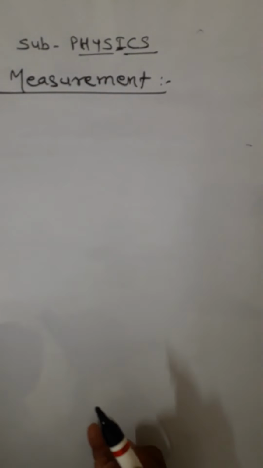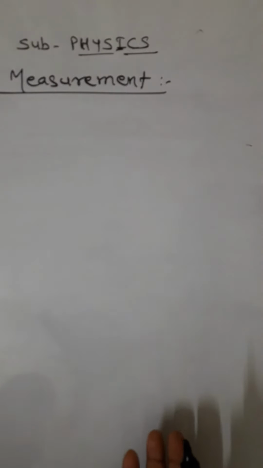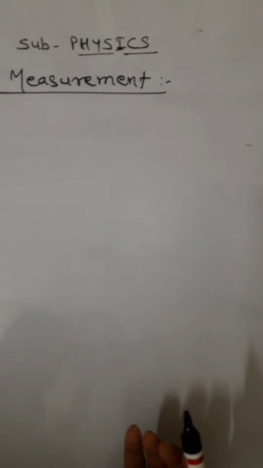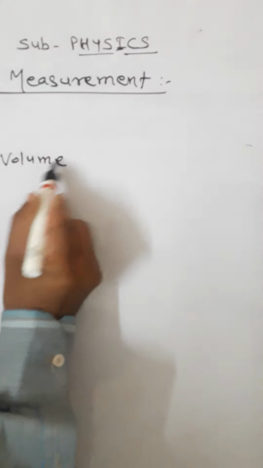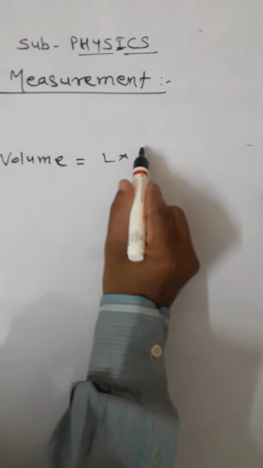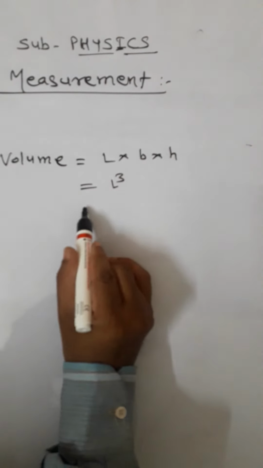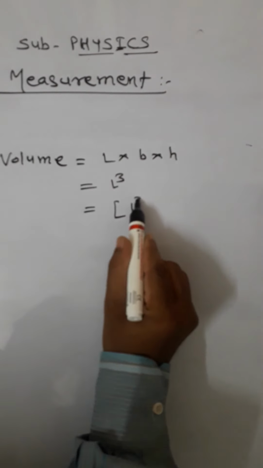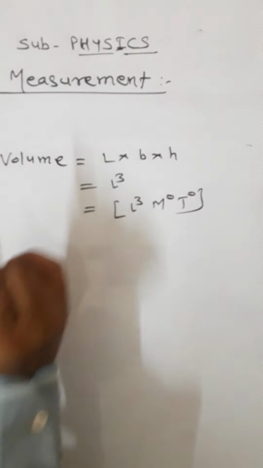Okay, now we can find out the dimensions of physical quantities like power, intensity, potential, volume, density. Suppose you have to find the dimension of the volume: length into breadth into height, then this is nothing but L cube. Therefore the dimension is L3 m0 t0. This is the dimension of volume.